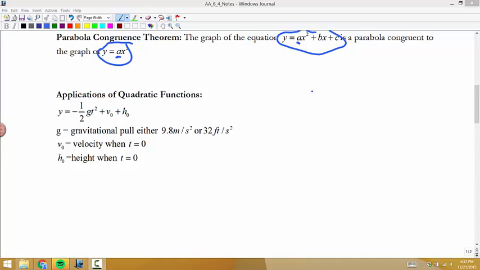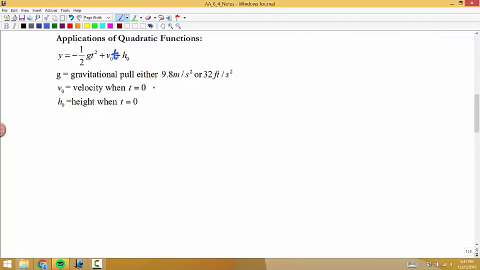But next, what I'd like to do is look at a real-life application for the standard form of a parabola. One real-life application of quadratics is the idea of gravitational pull on an object, and the formula for that is y equals negative 1/2 gt squared plus v naught t, and this t probably isn't in your notes, so make sure you add it, plus h naught.